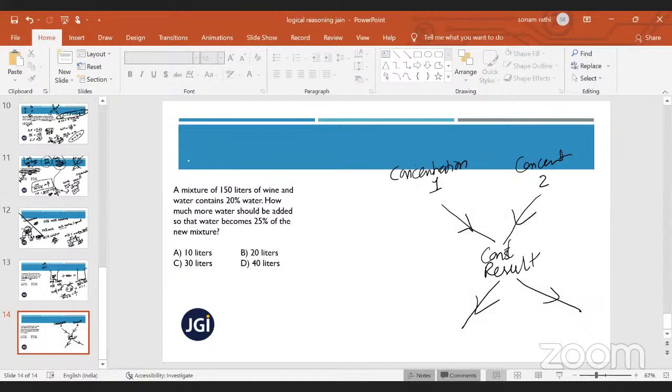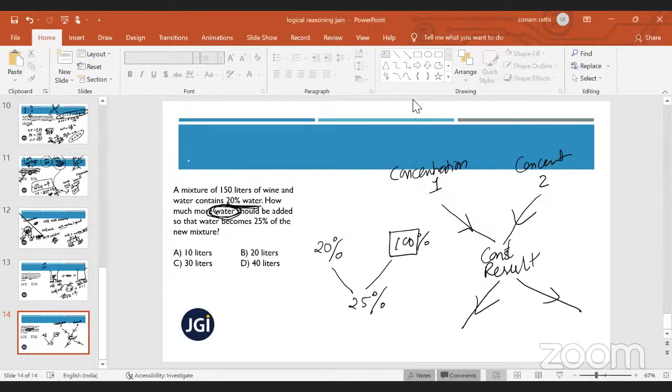Okay, what is the concentration of the first one? 20% water. What is the concentration of the mixing thing? What are you mixing? Tell me, what are you mixing in it to get 25? Water. And how much is the concentration of water in water? 100% pure. Yes or no?